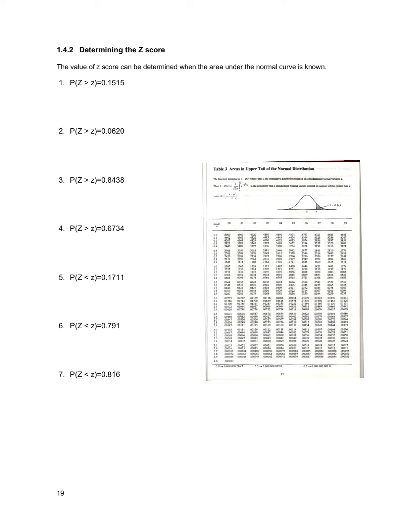Okay, let's continue into 1.4.2, determining the z-score. In the previous class we already learned about the normal probability distribution and how to find the probability value for a normal distribution. Previously you were given the value of z and we wanted to find the probability. Today you are given the value of probability, and we want to find the z value.